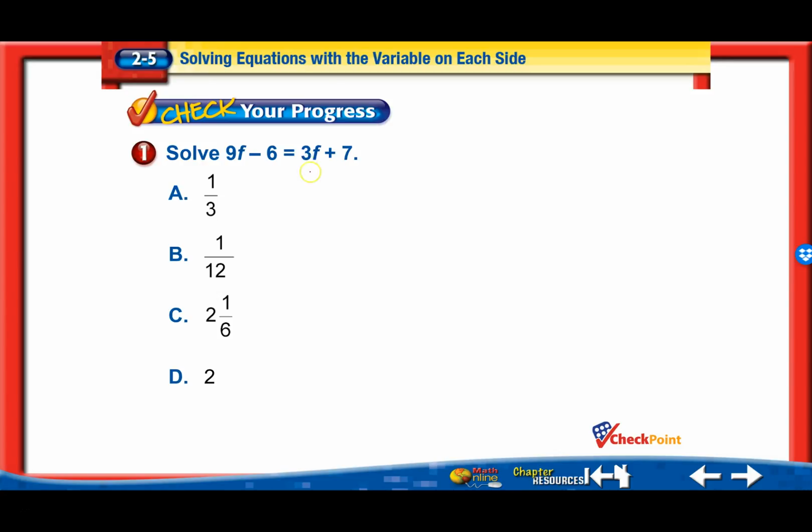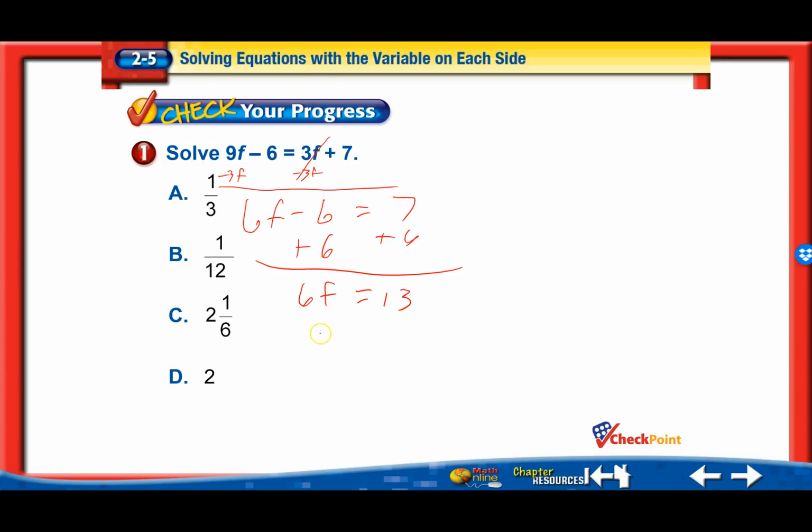All right, so I'm going to say this one's the bigger of the variables. So I'm going to subtract 3f. Those will cancel, so I get 6f minus 6 equals 7. Add 6 to both sides. It's going to give me 13 equals 6f. That's an ugly number. That's okay. Divide by 6. F equals 13 over 6.